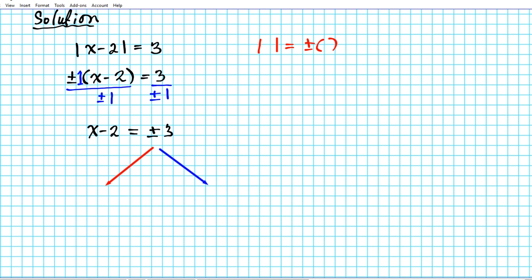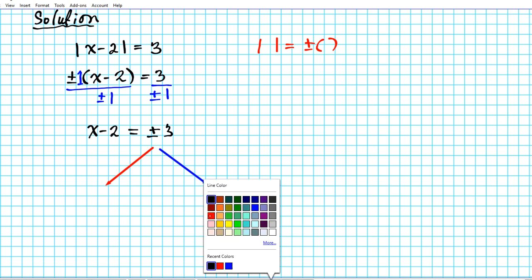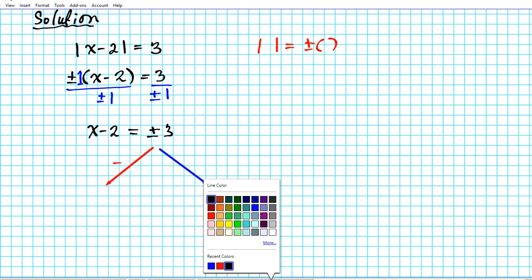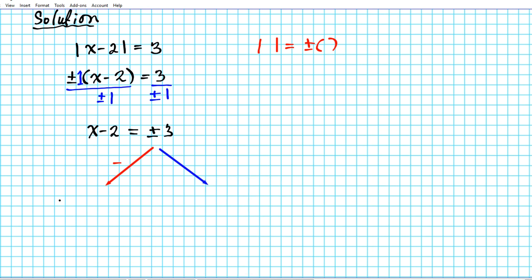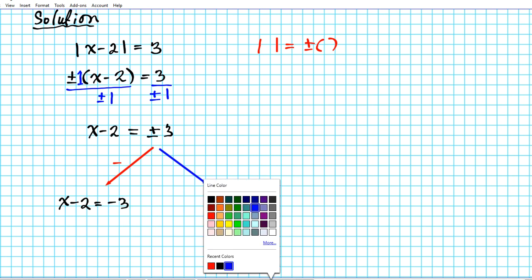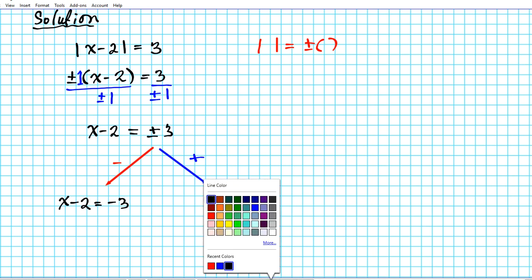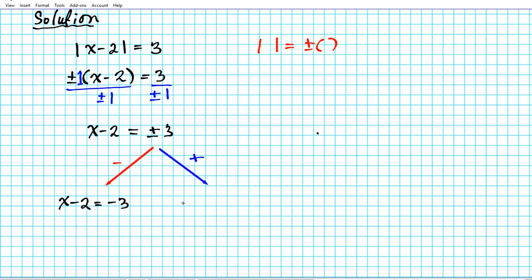Alright, so what do I mean by positive and negative parts? So for the negative part, we're just going to take this entire equation but replace plus or minus 3 with negative 3. So we're going to have x minus 2 is equal to negative 3. That's for the negative part. Okay? And then for the positive part, we'll write the equation, but we'll have x minus 2 equals positive 3. So solving these two equations will give us our answers.